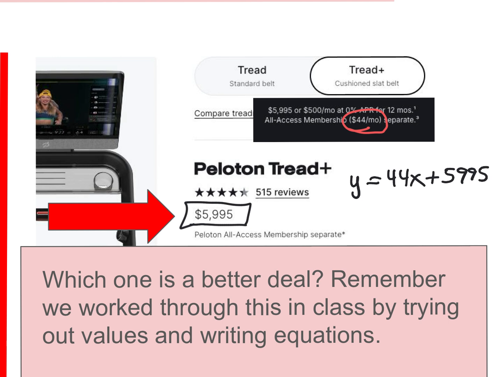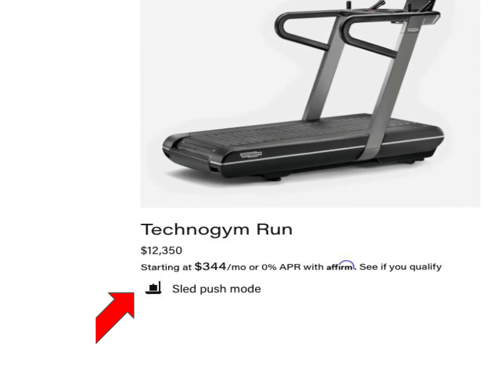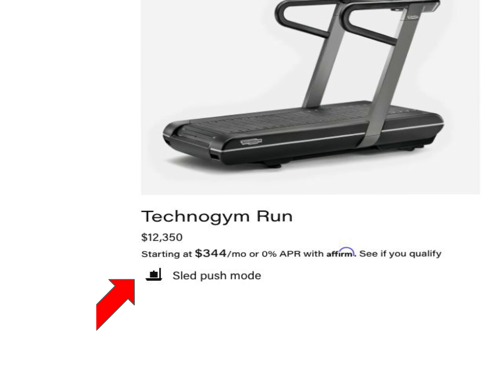And you tried different numbers for x, meaning remember that x was the months that you had it, and figured out how much it cost after a year and how much it cost after 2 years, and so on. And then when we looked over at the Technogym treadmill, you saw that it cost just an outright $12,350. We didn't have to finance it, so we were not looking at a monthly fee. So the equation for that would be y equals 12,350. And most of you didn't write that equation because you just knew the treadmill cost 12,350.